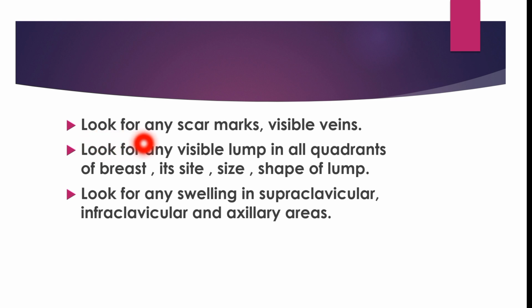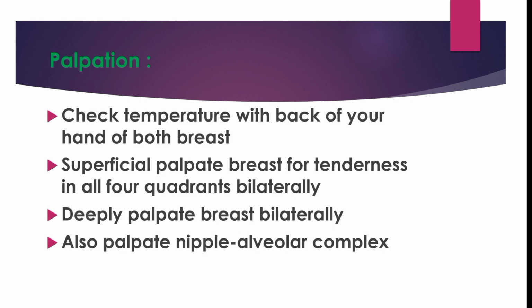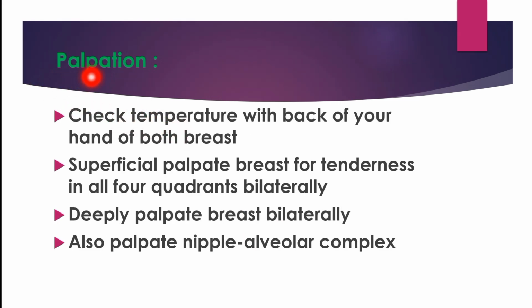Then also look for any scar marks, visible veins. Also look for any visible lump in all the four quadrants of the breast bilaterally, and if the lump is present, then look for the size and shape of the lump. Also look for any visible swelling in the supraclavicular, infraclavicular, and axillary area, which indicates lymph node enlargement in the CA patient. The next step is palpation.